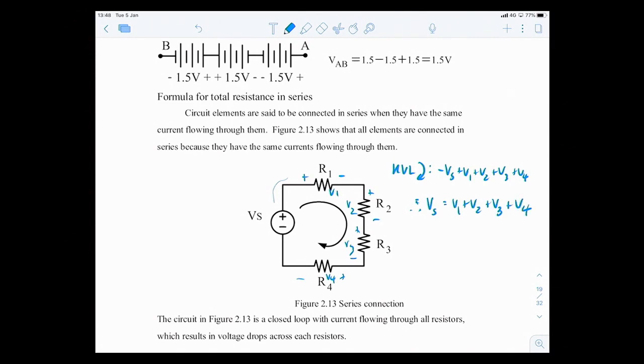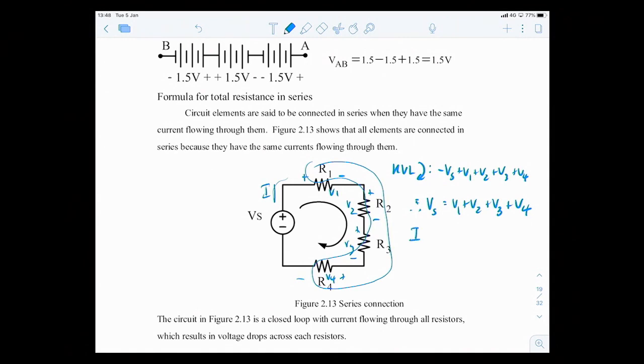Now, with Ohm's law, we're going to find R total, the total resistance of this circuit with R1, R2, R3, and R4. If they connect in series, what would be the value if I want to combine them together? Well, V equals IR, and I is the same I.